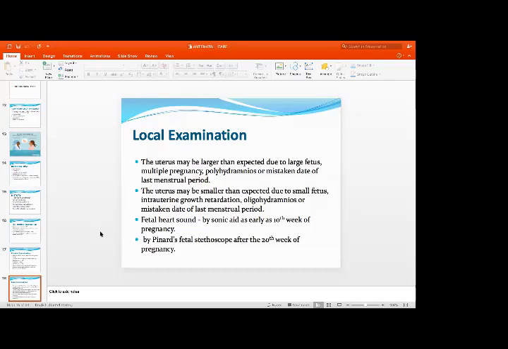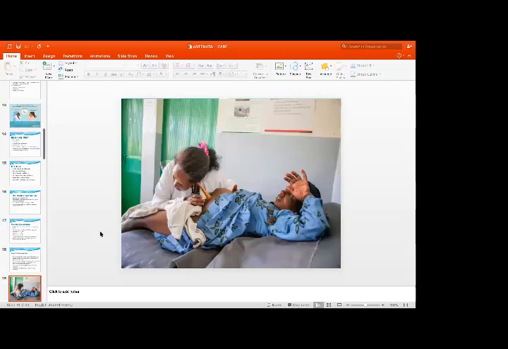Then we hear the fetal heart sounds. It can be done with the help of a sonic aid or stethoscope. With the help of a sonic aid, we can hear as early as the 10th week of pregnancy. But with the help of a stethoscope, it will be after 20 weeks. By Pinard's stethoscope, the fetal heart is heard after 20 weeks. So this is Pinard's stethoscope, and she is hearing the beating heart.